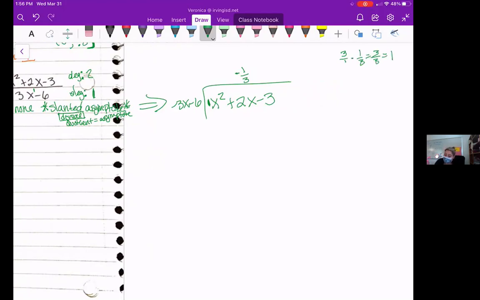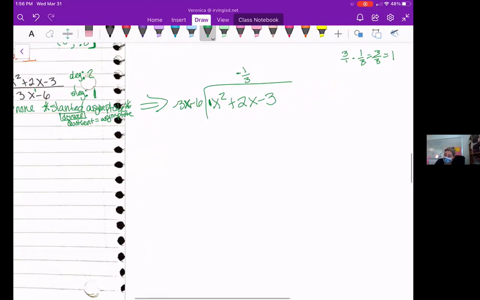So then I'm going to do negative 1 over 3, and I have 1x, but I need 2, so that's going to be negative 1 over 3x. After I find that top number, I'm going to multiply, right? Negative 1 over 3x times negative 3x is going to be a positive x squared. And if you remember when we did division, that first term has to match, which they do. Then we're going to multiply negative 1 over 3x times negative 6, which is going to be a positive 2x.